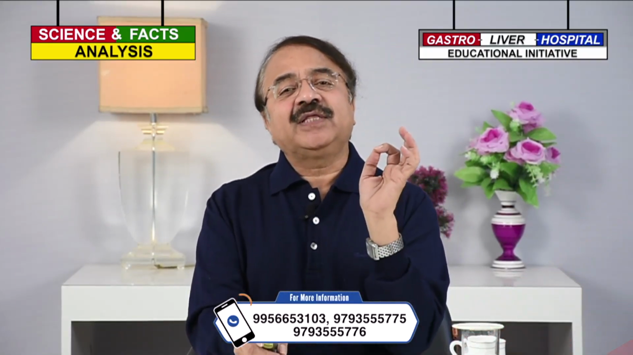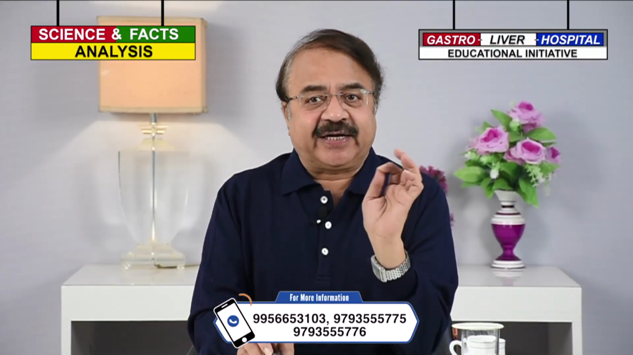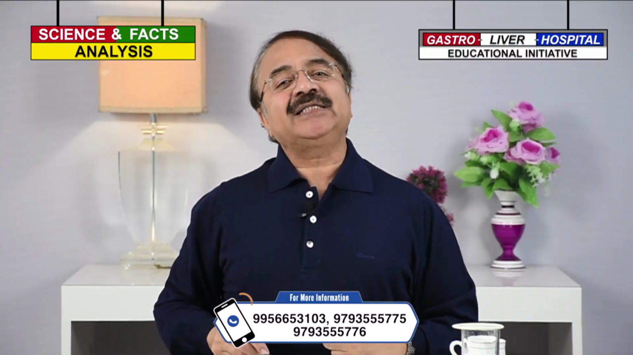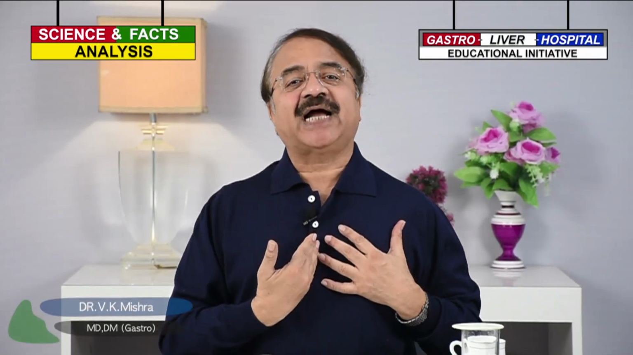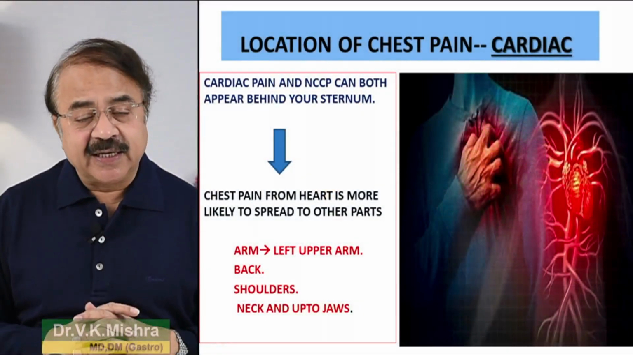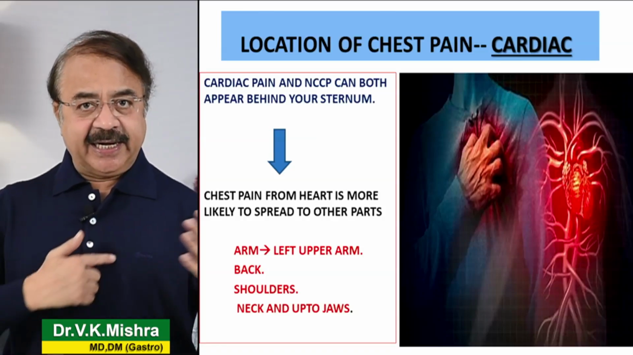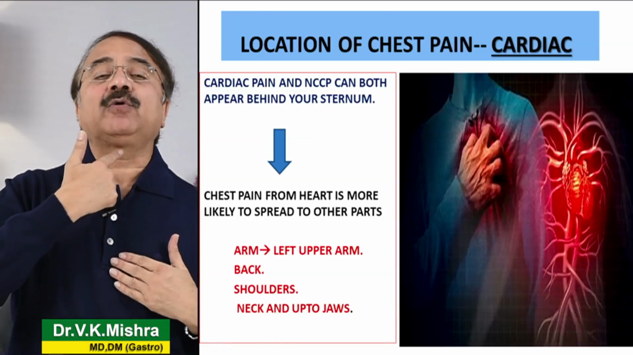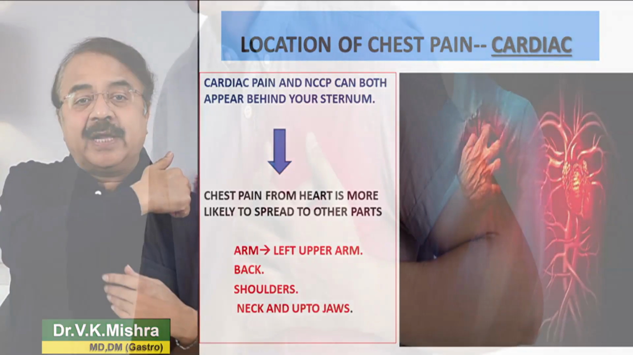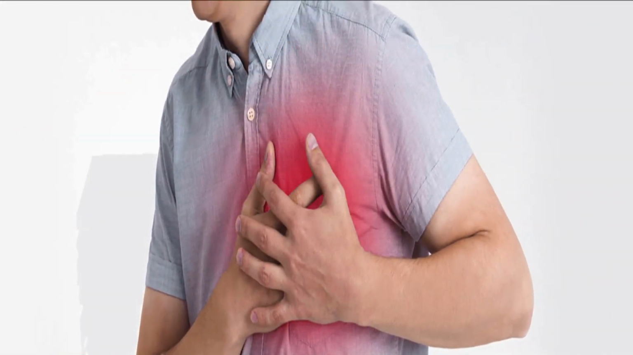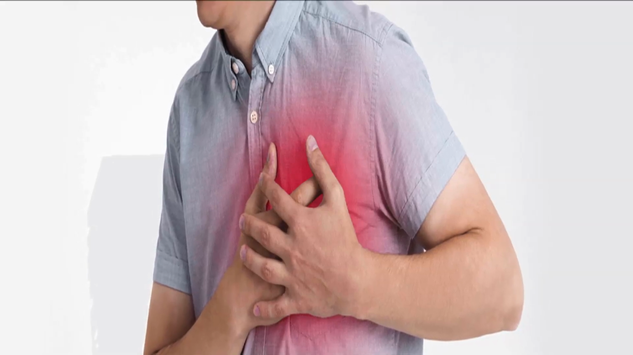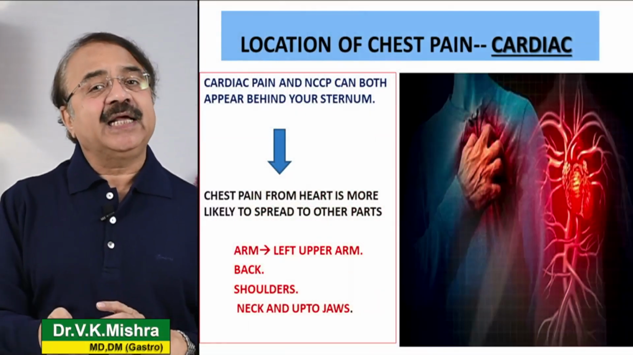Now, location of the chest pain is one of the very key factors which you need to understand. As far as cardiac pain is concerned, it can come in the middle, but mostly it is on the left side, or the precordium. Once it is there, it will be felt here, but it will move from here, which is known as radiation. The chest pain coming from the heart can radiate to the upper limb, to the jaw, to the shoulder, and to the back.